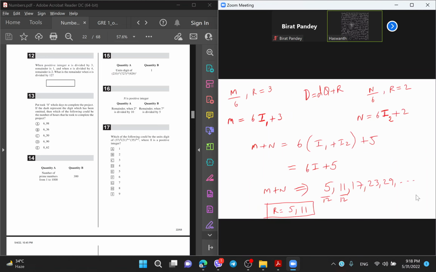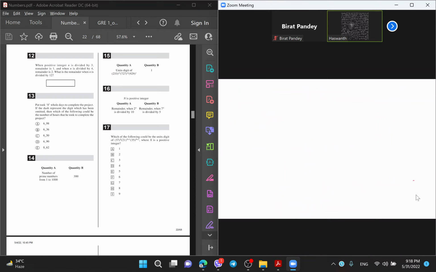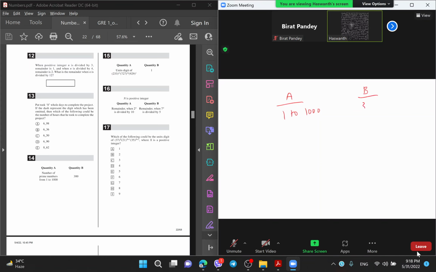Next, the number of prime numbers from 1 to 1000, you have to compare with 300. What quantity would be greater here? Which quantity would be greater?